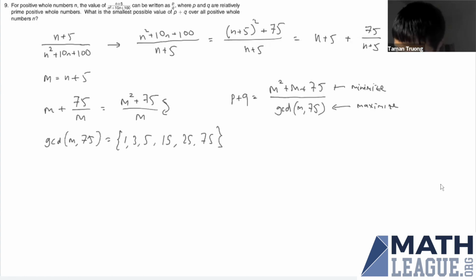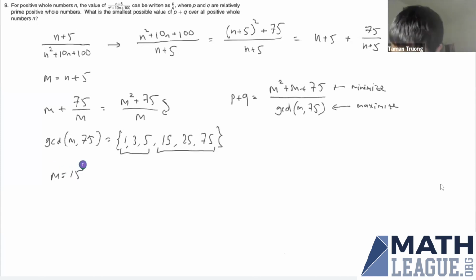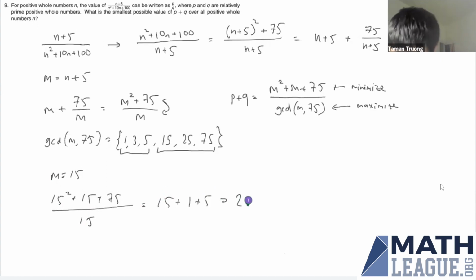We can see from here that we kind of want to focus on these last few, because if we focus on the first few, you're not exactly going to get the minimal sum of p plus q. And so we focus on 15, 25, and 75. We see that if m was 15, then you get (15 squared + 15 + 75) all over 15. We get here 15 + 1 + 5, that is 21. That's our p plus q.